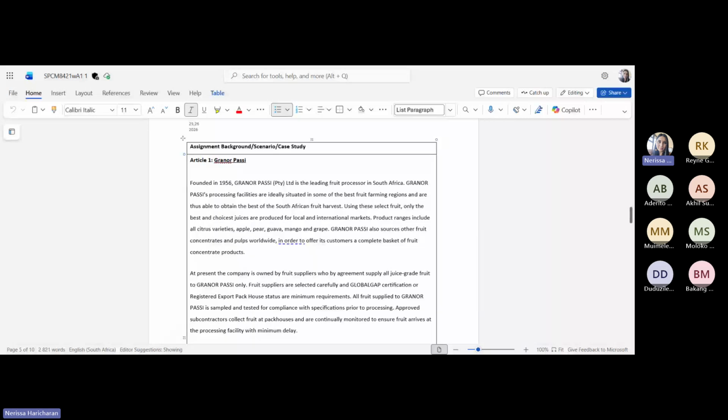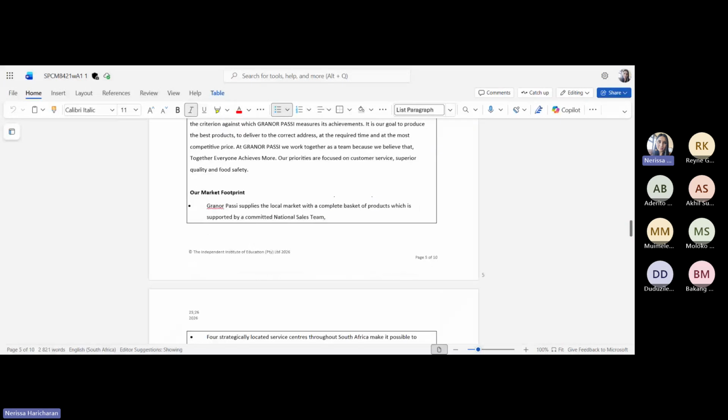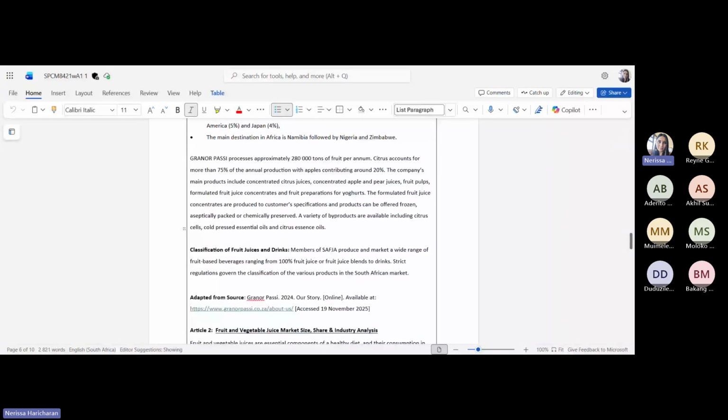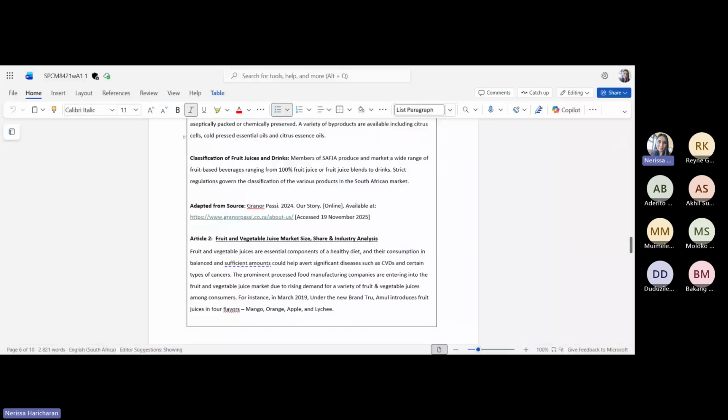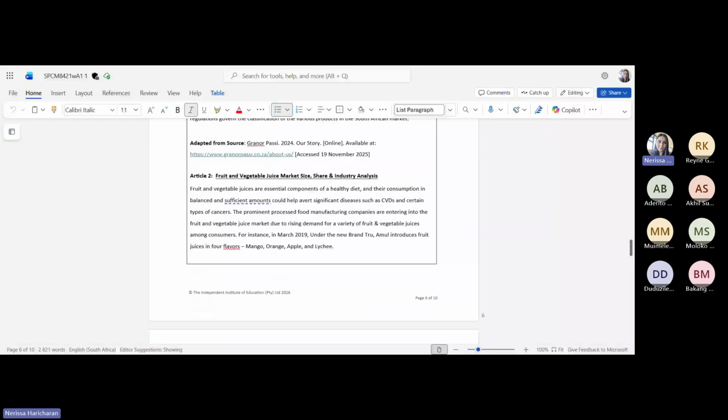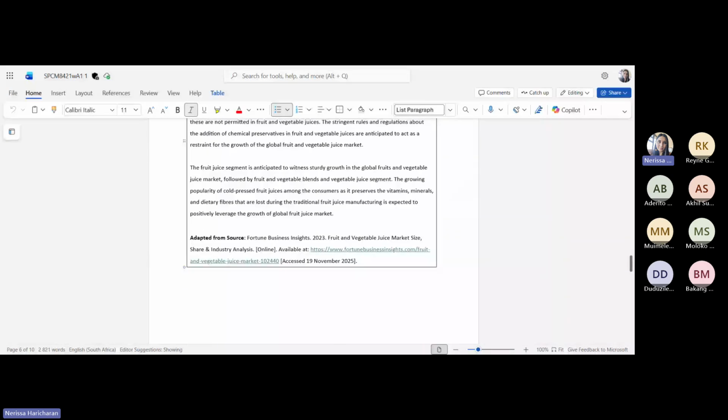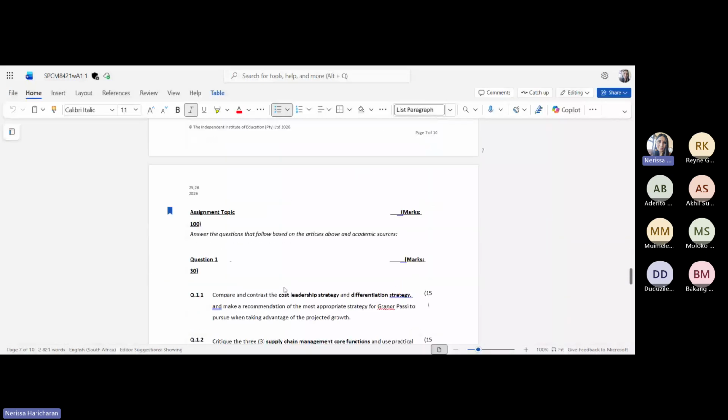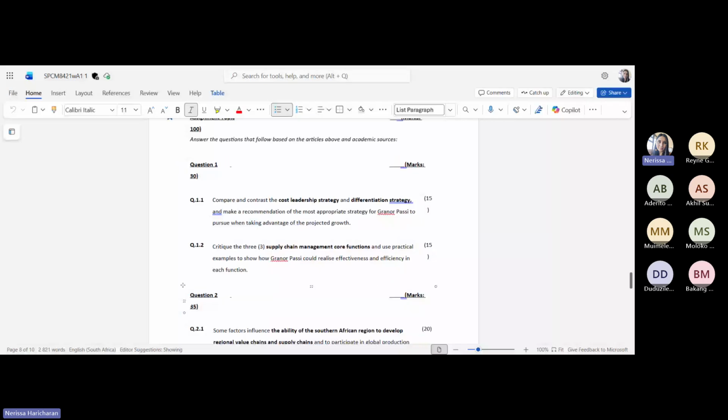So basically, you have 2 articles. Number 1 is Grana Parsi, and the second one is the fruit and vegetable juice market. Okay, that's the analysis. Obviously, I'm not going to go over the case study. It's for you to go through.